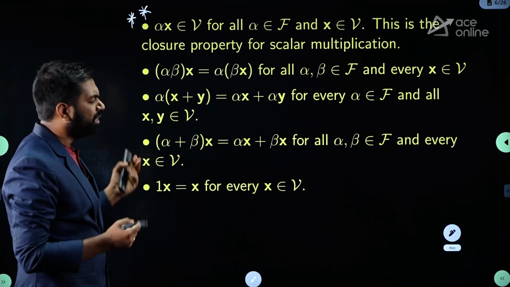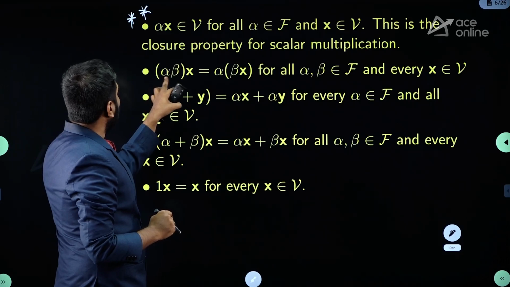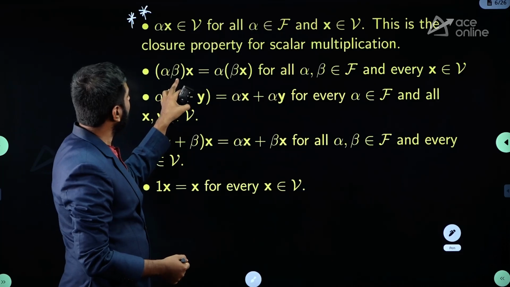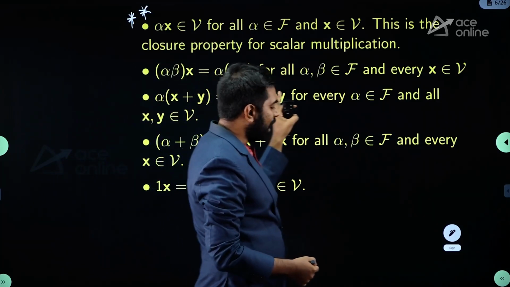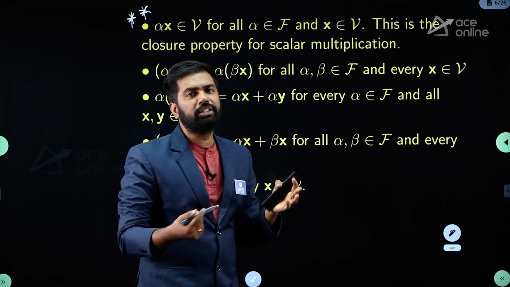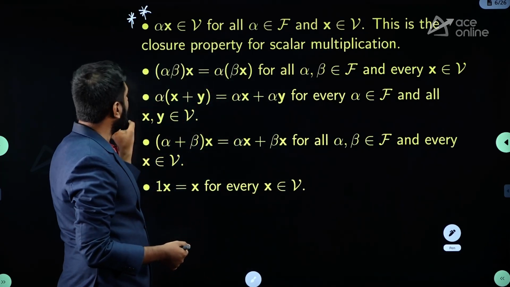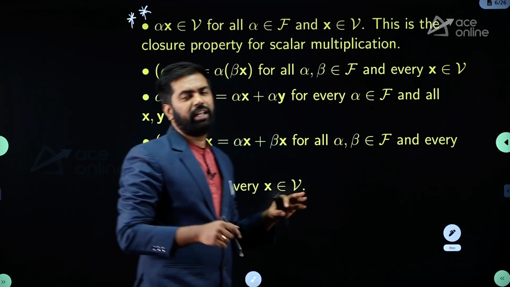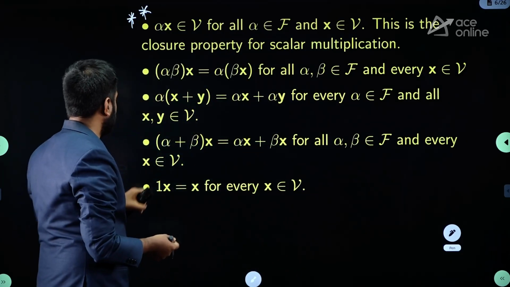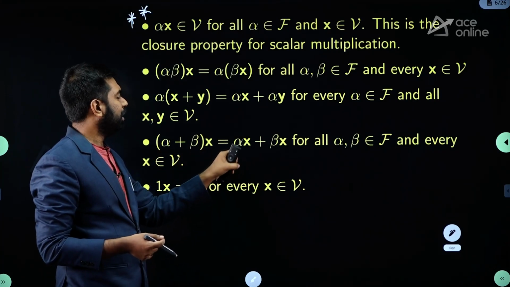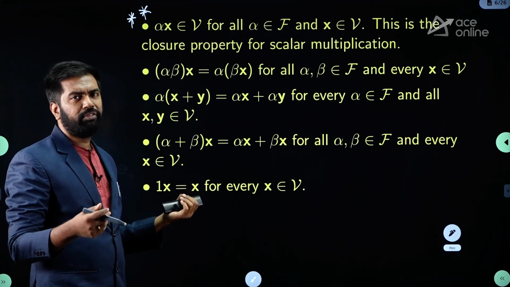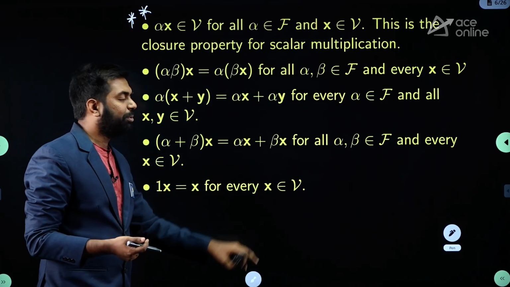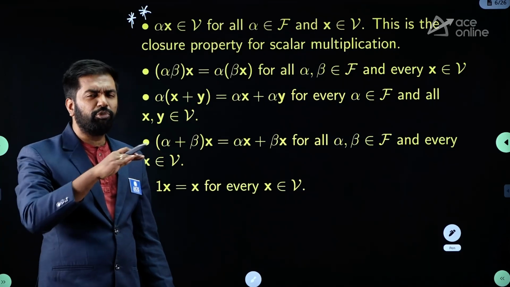So let's look at the other properties. Other properties are so simple. Where alpha, beta are scalars, or real numbers, alpha beta into x is the same as alpha into beta x, for all alpha, beta belonging to F and x belonging to V. Next, alpha into x plus y should be equal to alpha x plus alpha y for all alpha belonging to F and x, y belonging to V. Next, alpha plus beta into x must be equal to alpha x plus beta x for all alpha, beta belonging to F, x belonging to V, and 1 into x should be x for every x belonging to V. These are all simple, you need not worry about them much.